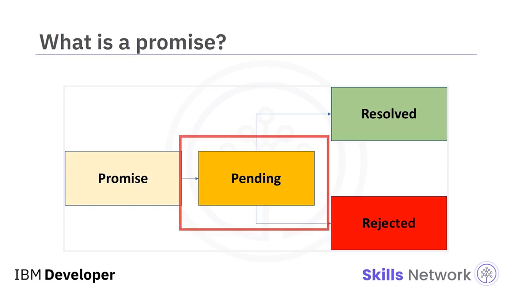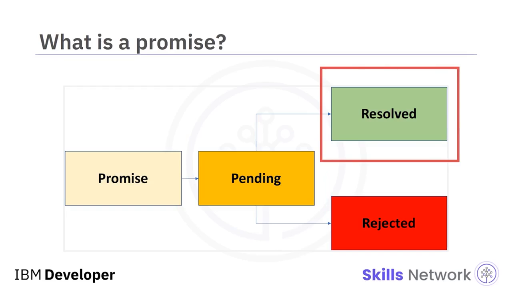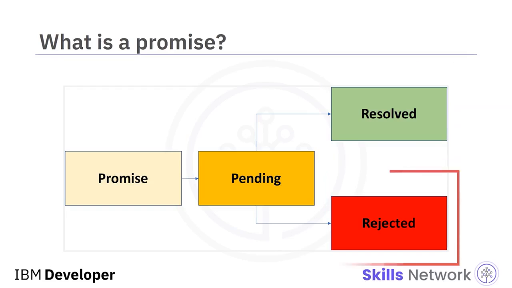The initial state of the promise is the pending state. It is in this state until the operation is complete, or some error has caused the operation to abort. When the operation is complete, the promise is said to be resolved. When there is an error, the promise is said to be rejected.